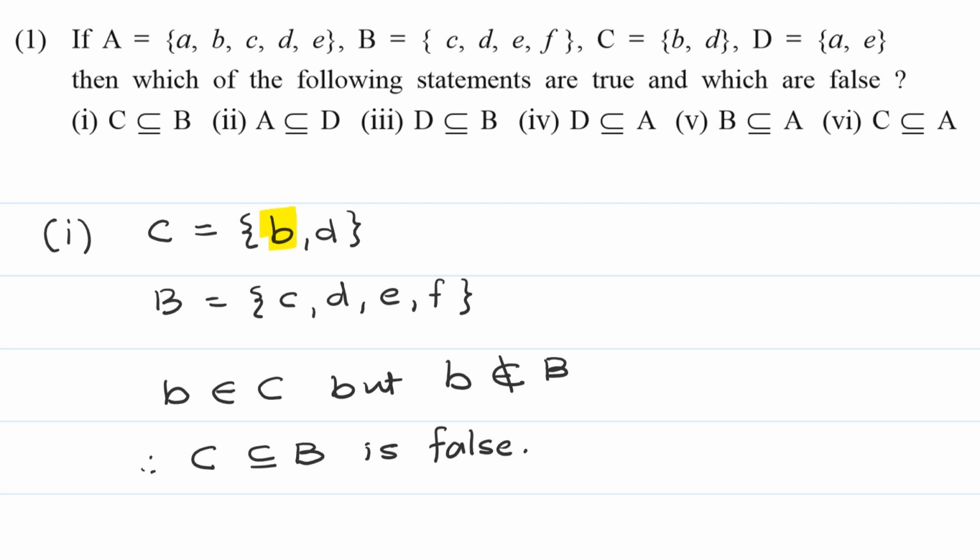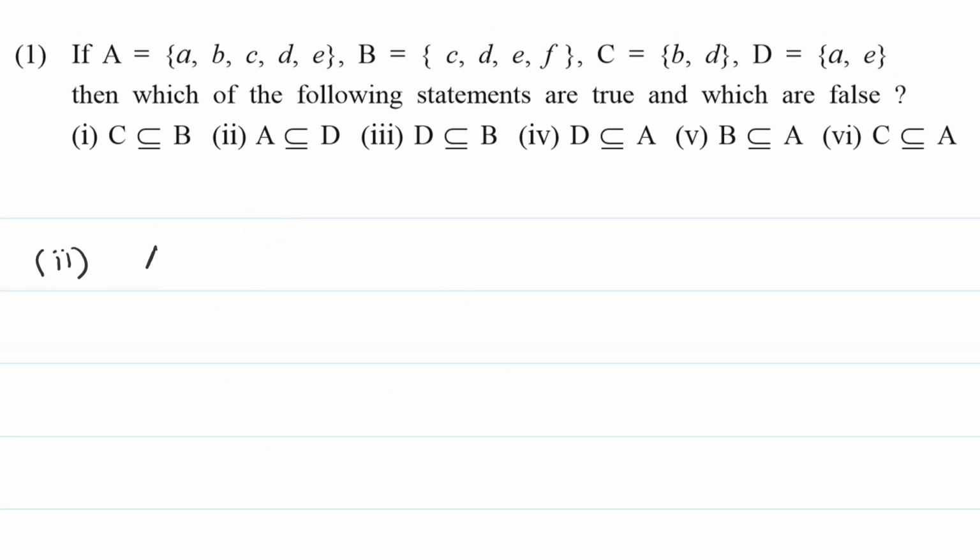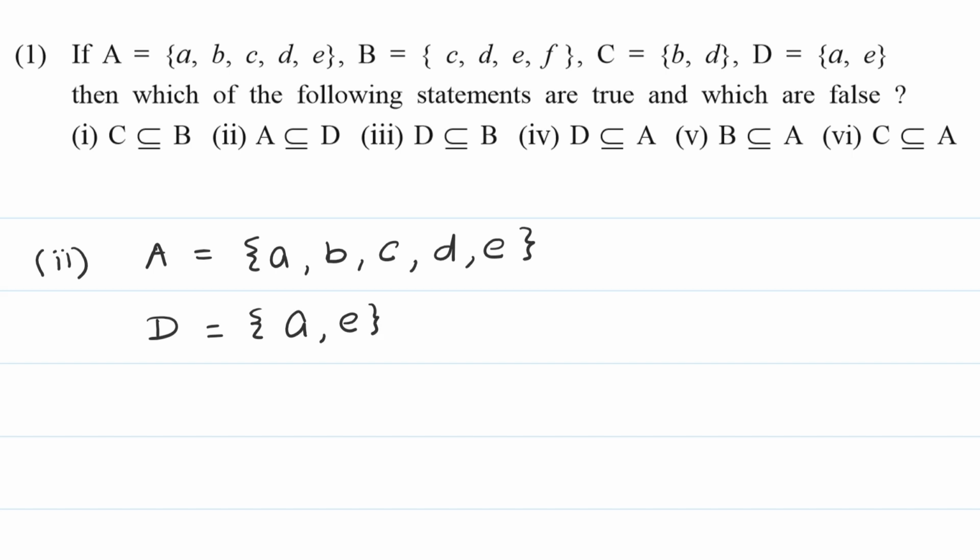Now consider sub question 2. A set is A, B, C, D, E. D set is A, E. So here A belongs to set A as well as D. E belongs to set A as well as D, but three elements B, C and D of set A are not present in D, and therefore A subset of D is false.